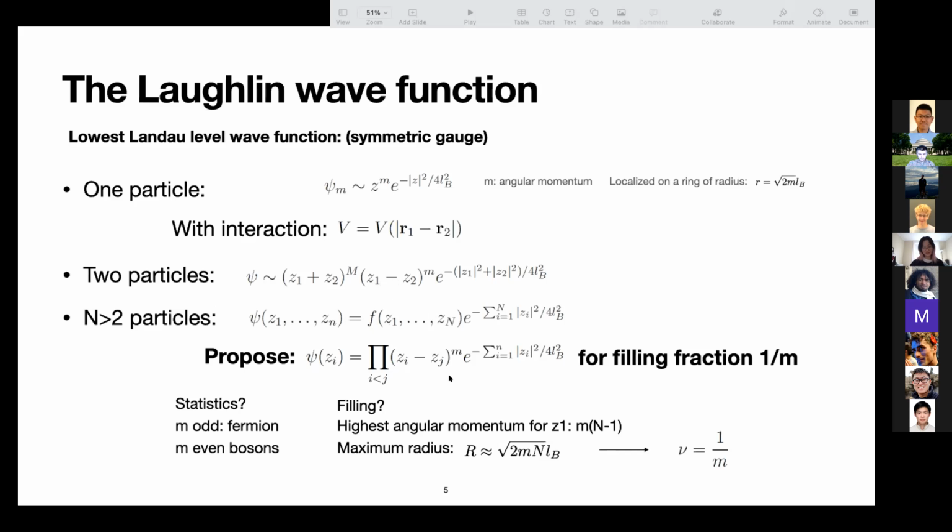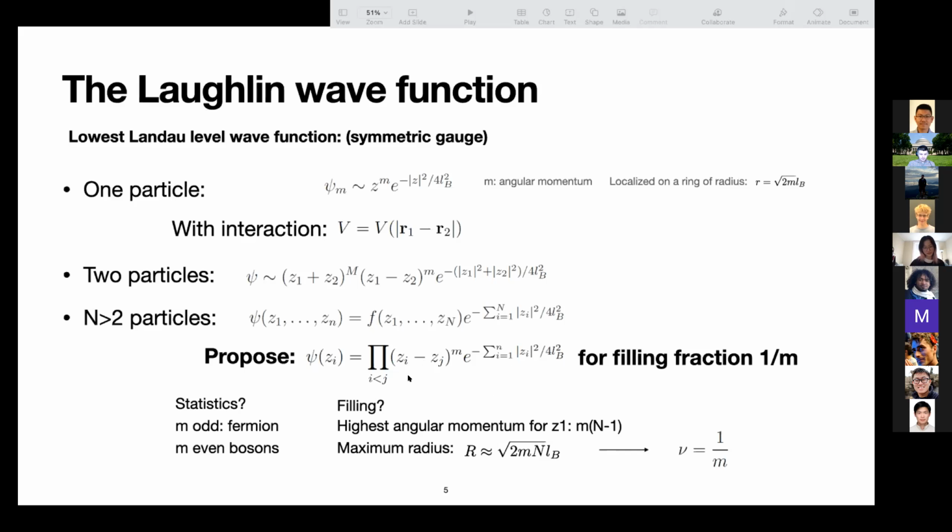So Laughlin proposed this kind of wave function for filling fraction 1 over m fractional quantum Hall states. Okay, so let's just forget about the Hamiltonian for one second and study this wave function directly.